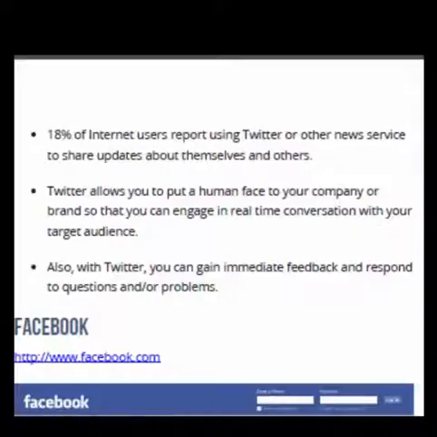Twitter allows you to put a human face to your company or brand so that you can engage in real-time conversation with your target audience. Also, with Twitter, you can gain immediate feedback and response to questions and or problems.